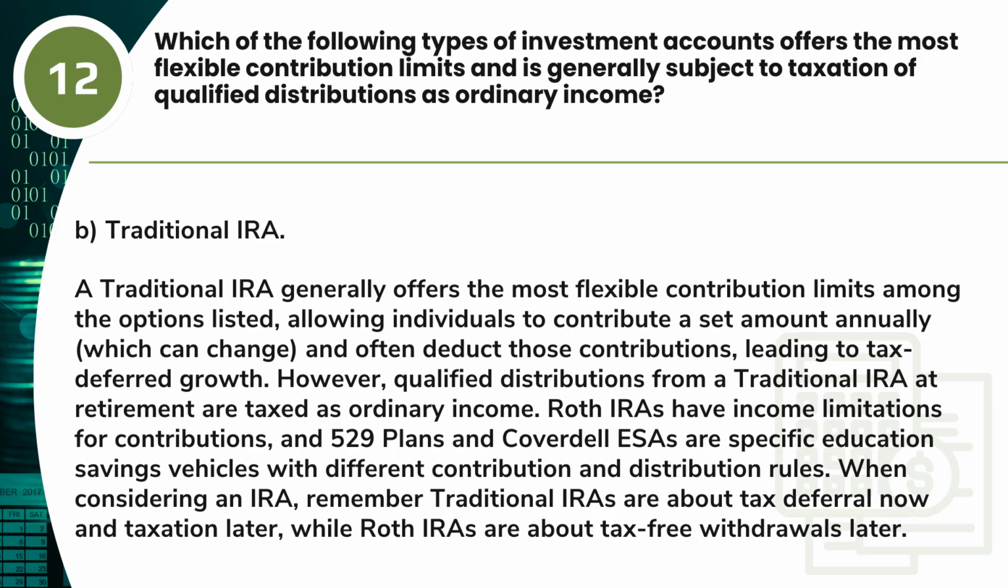Roth IRAs have income limitations for contributions, and 529 plans and Coverdell ESAs are specific education savings vehicles with different contribution and distribution rules. When considering an IRA, remember traditional IRAs are about tax deferral now and taxation later, while Roth IRAs are about tax-free withdrawals later.